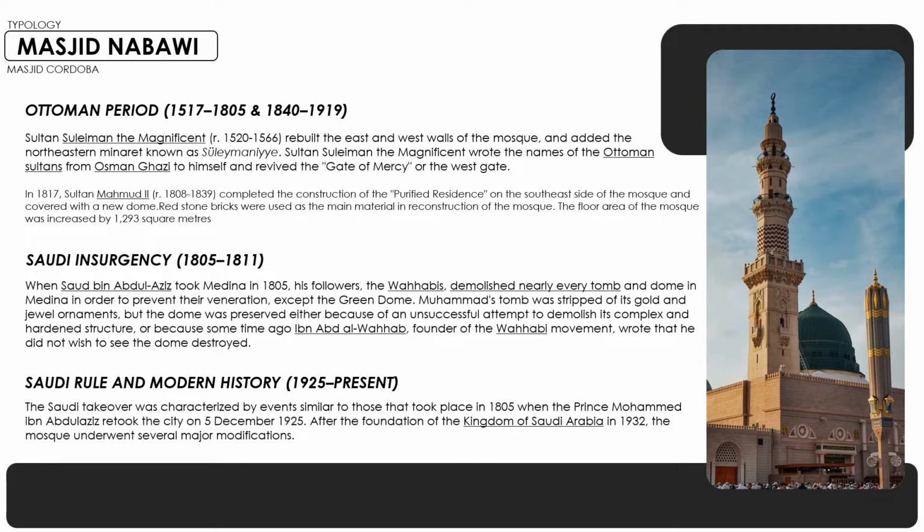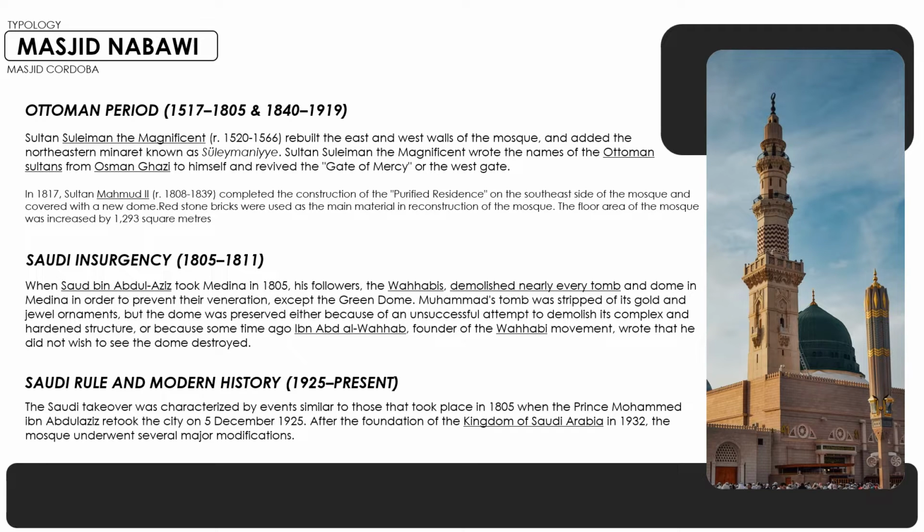Minarets were also built for the first time as Al-Walid constructed 4 minarets around it. Third one is Ottoman period. Sultan Sulaiman the Magnificent rebuilt the east and west walls of the mosque and added the northeastern minaret known as Sulaimani. Sultan Sulaiman the Magnificent wrote the names of the Ottoman sultans from Osman Ghazi to himself and received the Gate of Mercy or the West Gate.